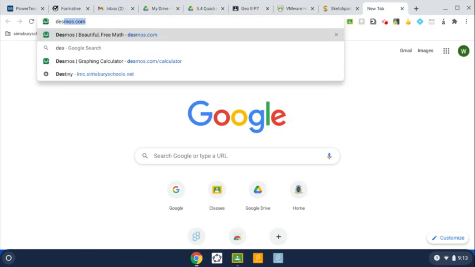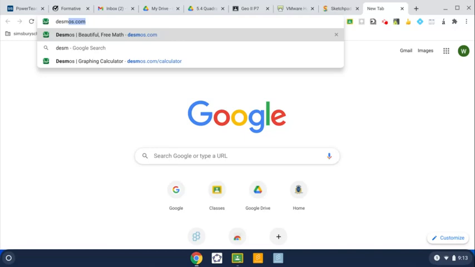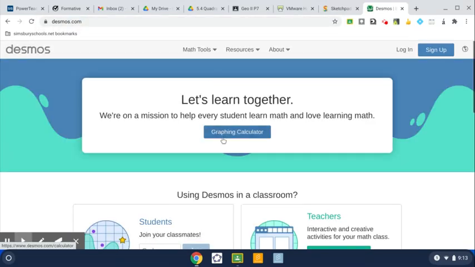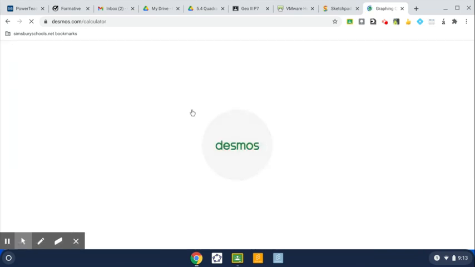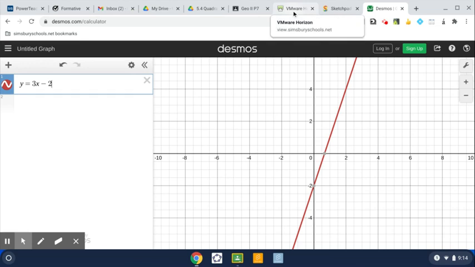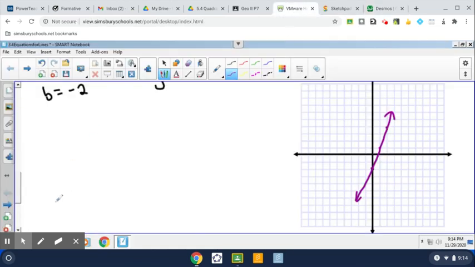So if you go to desmos.com, okay, graphing calculator, so you can type y equals 3x minus 2. And now I'm sure you're convinced that our graph looks exactly like this. Okay, so that's how you write the equation of a line in y equals mx plus b form.